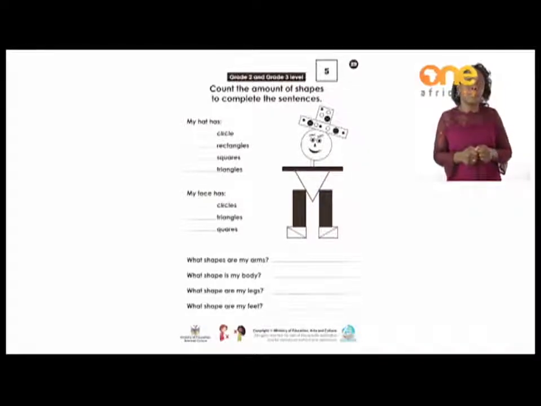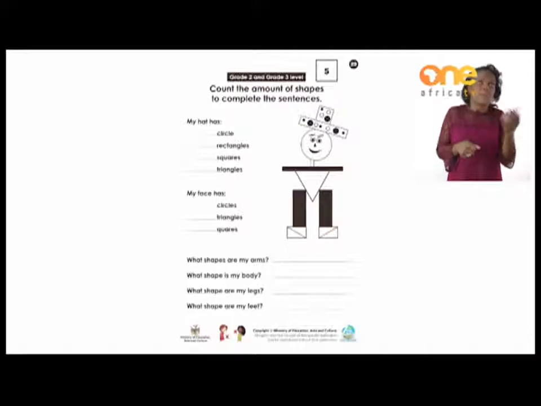We are going to count the amount of shapes to complete the sentences. You have to count the shapes. If you don't remember the shapes, then you will not know which one to count and which one to put where. But if you still remember, can we remind ourselves what shapes we have? We have circles, rectangles, squares, triangles. All those are shapes which are on my body. So now, if you are able to identify the circle, you will count them properly and put the correct number there on the line.